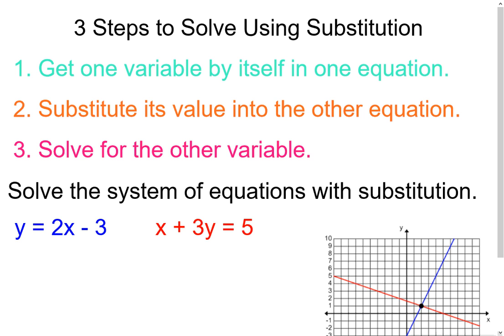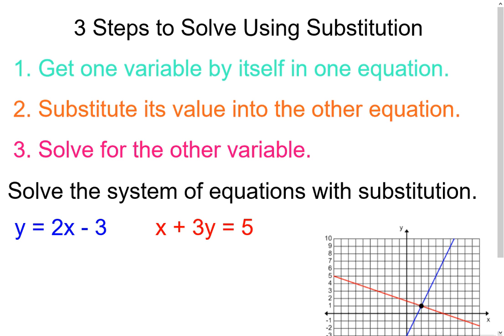Now we're going to solve a system of equations using substitution. I'm showing you that there's kind of 3 steps to this. The first thing you're going to do is you're going to get one variable by itself in one of the equations. And it doesn't matter which equation, and it doesn't matter which variable. You pick. Then once you've done that, you're going to substitute its value into the other equation. And finally, we're going to solve for the other variable, which I think these steps get confusing until you actually start doing the steps. So let's do step 1.